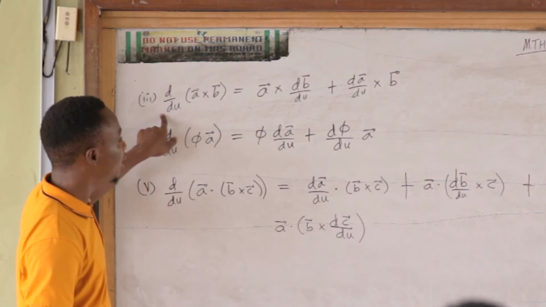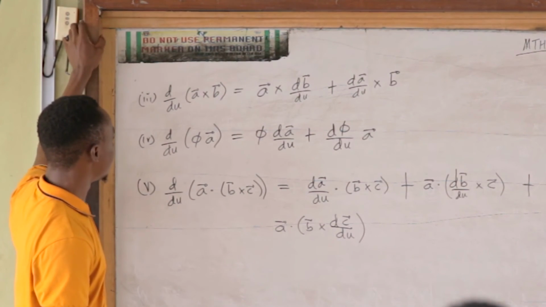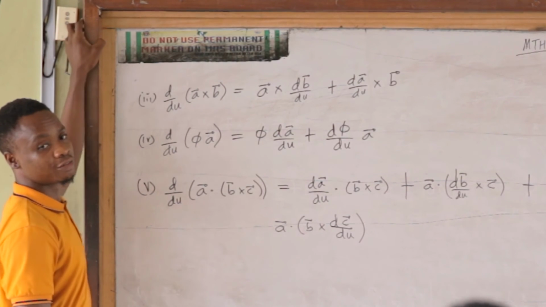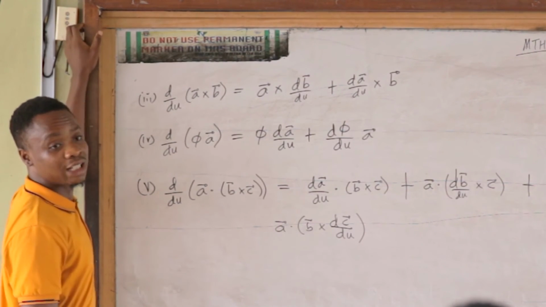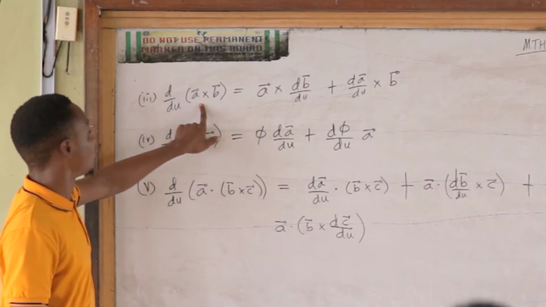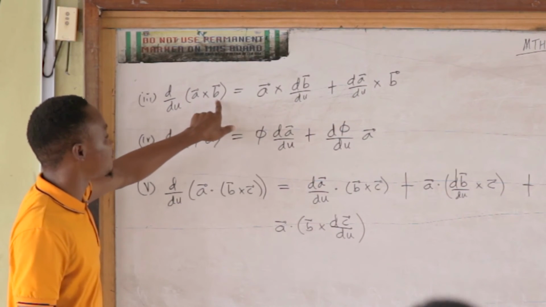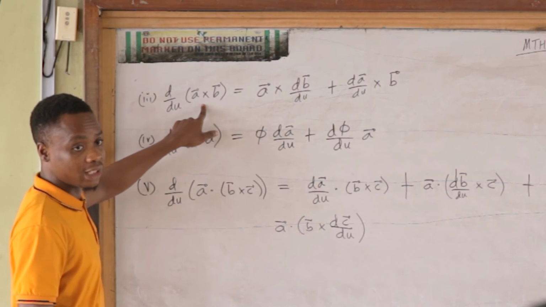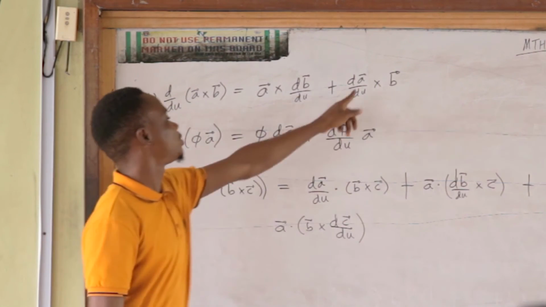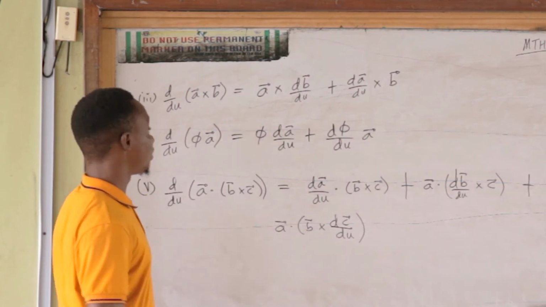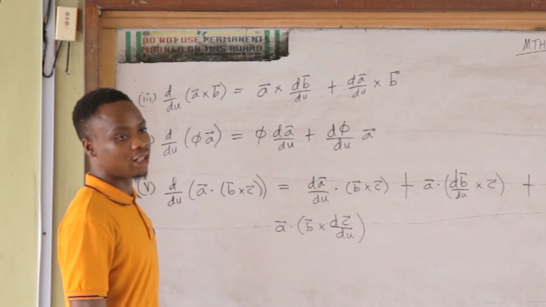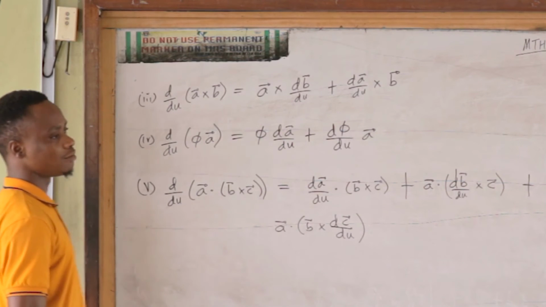Preserving order means A is coming first before B. Not necessarily differentiated first. You get that? Whether this was here or here, what matters is this vector product, the other vector product.